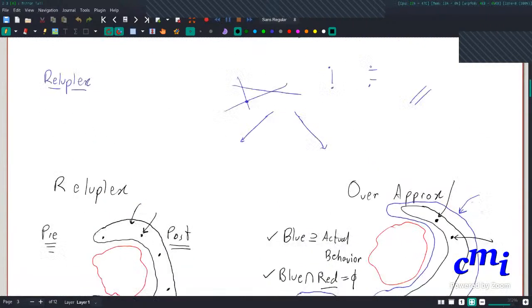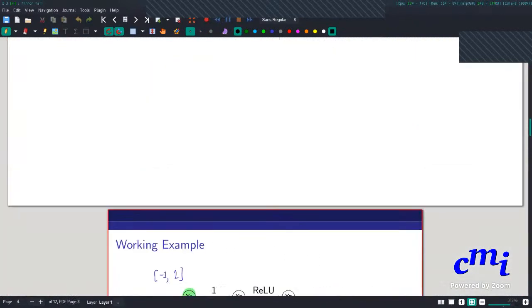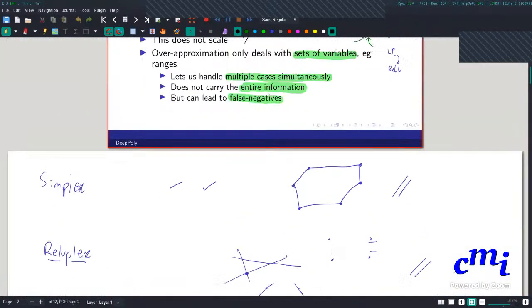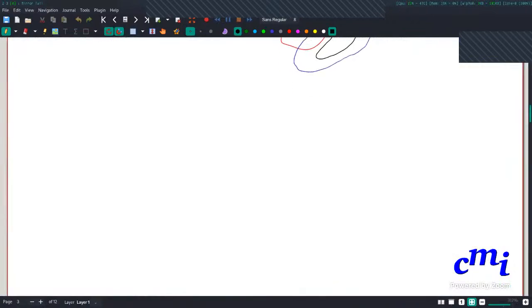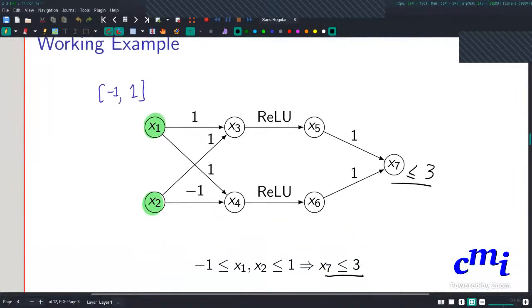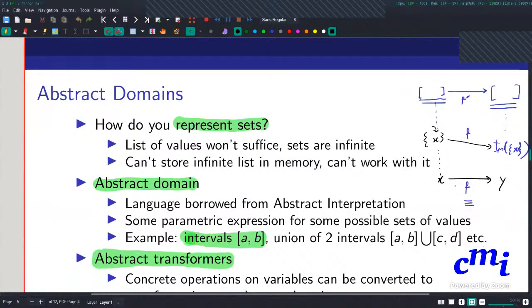Okay, so I think I'll go over some of the ideas behind over approximation, what an abstract domain is, and then I'll redo this example with the intervals. Okay, all right.